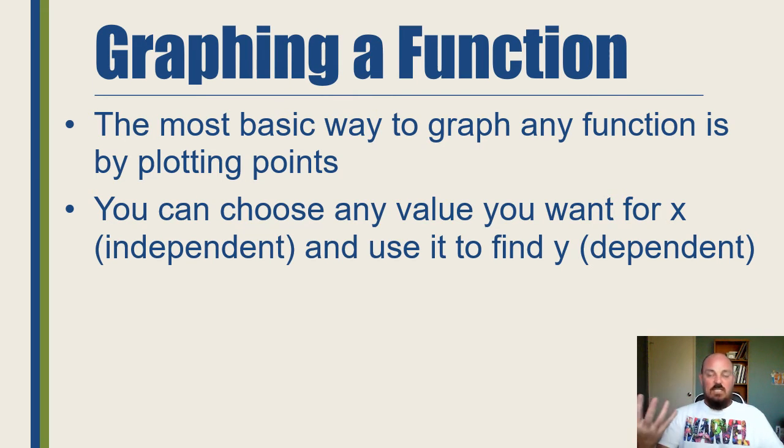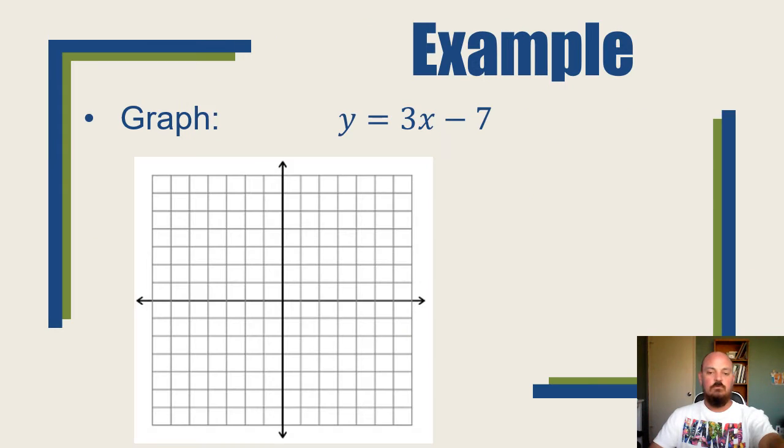So remember, independent means you can choose anything you want. I put any number I want in for x. Dependent means whatever I put in for x, depending on what I put in for x, that gives me the answer for y. So let's go ahead and graph this equation right here. Y equals 3x minus 7. We're going to do it using an xy table.